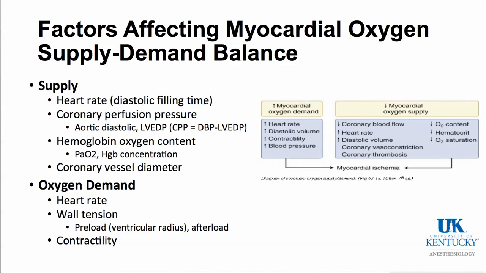Things that affect demand are heart rate, wall tension, which is affected by preload, the ventricular radius of the heart, how it's stretched, and afterload, as well as contractility. They are graphically shown at the right, so increasing oxygen demand is things like increased heart rate, a full heart, a heart that's contracting strongly and that is beating against an afterload. And things that decrease oxygen supply are reduced coronary blood flow, high heart rates, a high LVEDV, diastolic volume, coronary vasoconstriction, reduced oxygen content, reduced hematocrit, and reduced oxygen saturation.